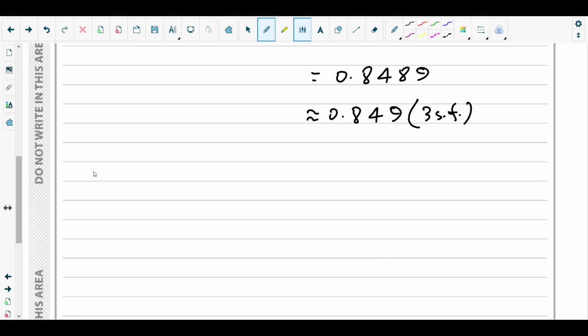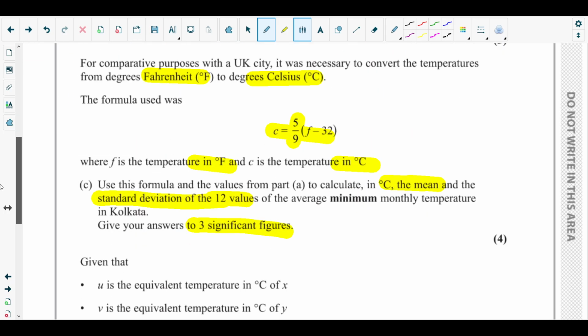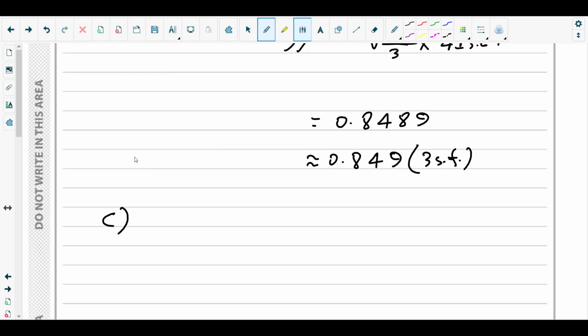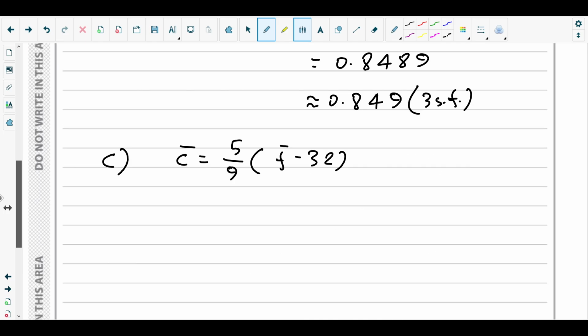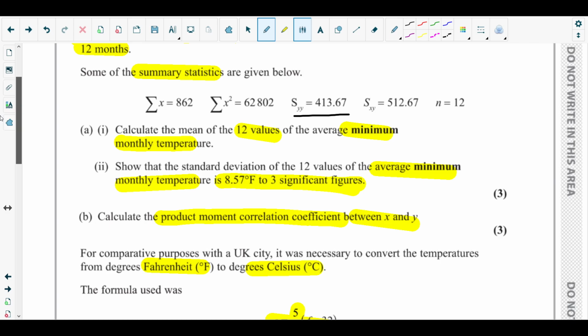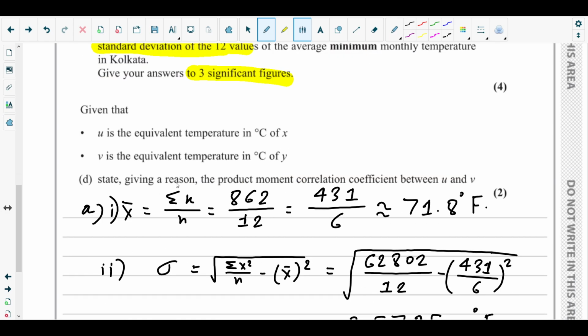For the mean we can use the formula directly, that is we need to find the mean temperature in degrees Celsius. So C bar equals 5/9 times F bar minus 32. We already know the value of F bar. So C bar would be 5/9 times (F bar minus 32). What's the value of F bar? The value of F bar we found in part A1, which is 431/6.